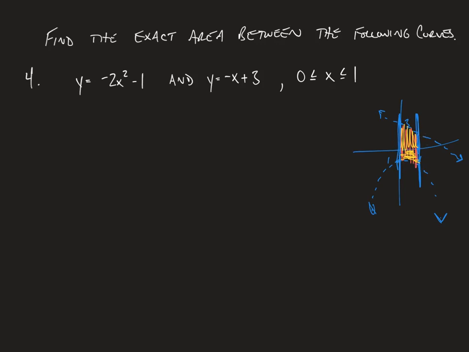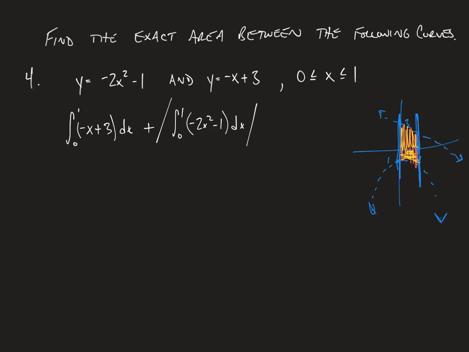So essentially what we're going to do here is we're going to take the integral between 0 and 1 of negative x plus 3 dx. That'll be positive. And we're going to add that to the absolute value of the integral between 0 and 1 of negative 2x squared minus 1 dx. We're going to get a positive result. We just want area here. We want the exact area of that space.